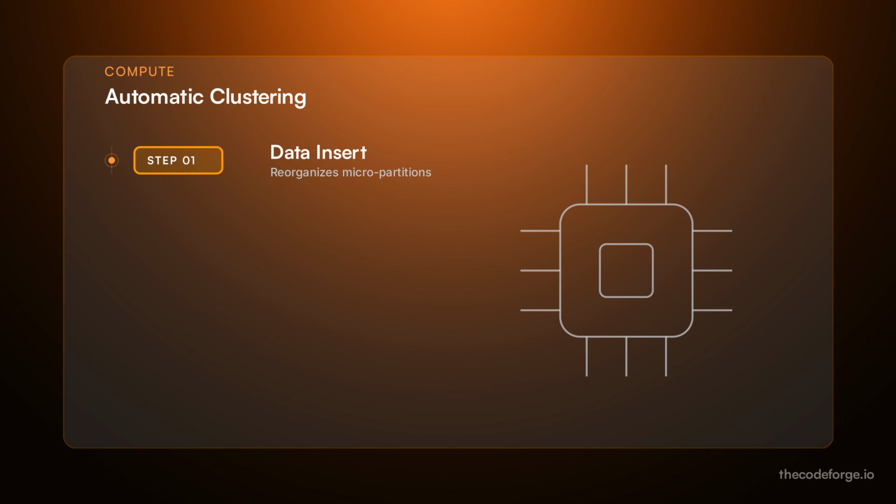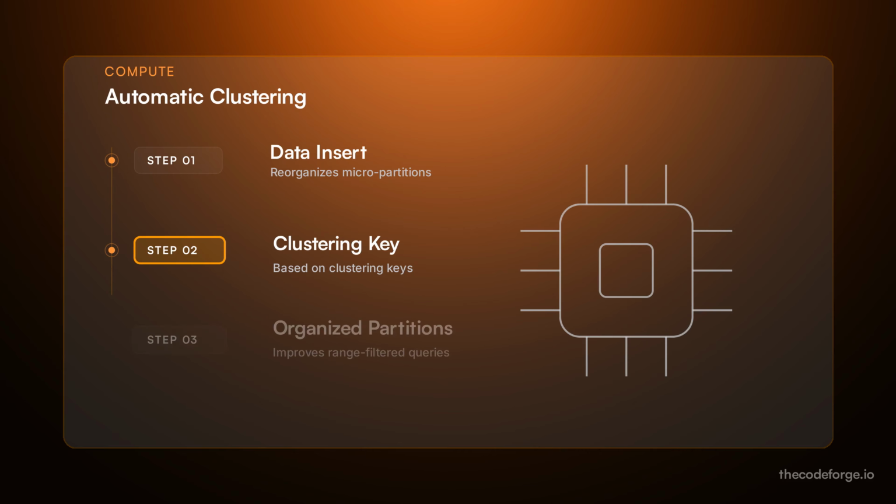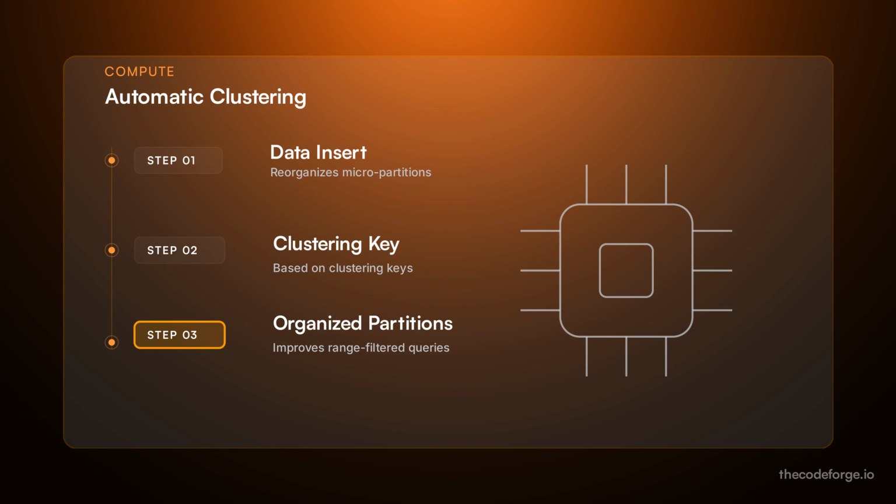As data inserts land, automatic clustering reorganizes them on disk based on your clustering keys. That cuts the data scan for queries with range filters, like where date between. Snowflake handles the clustering automatically.